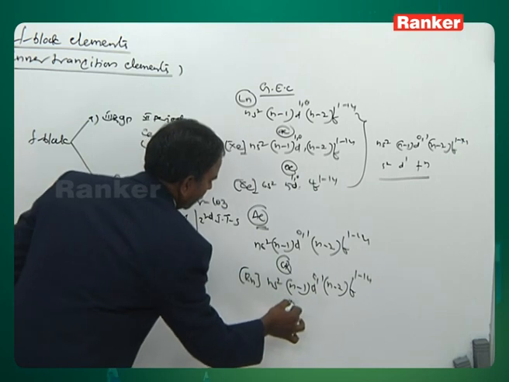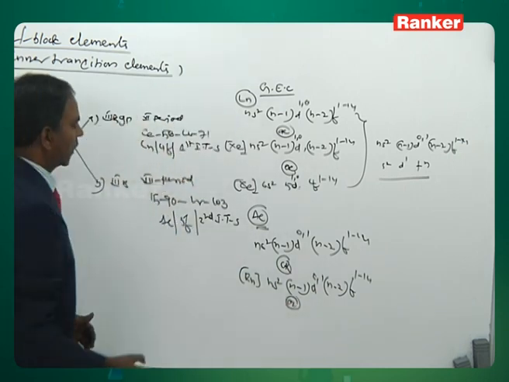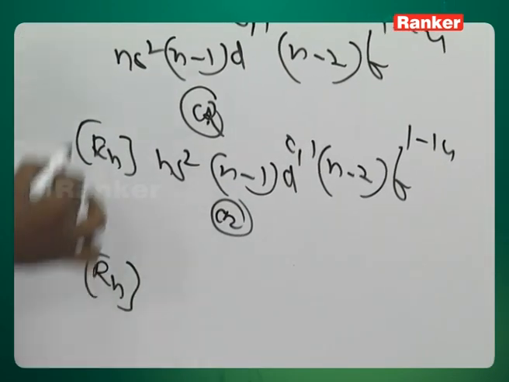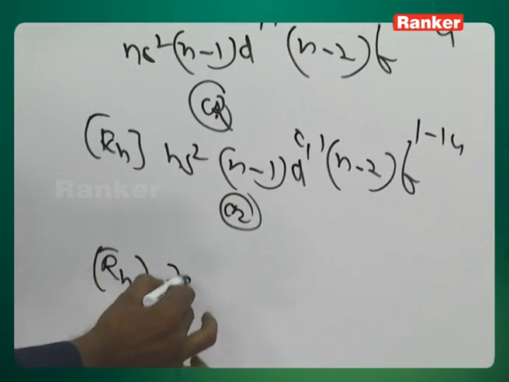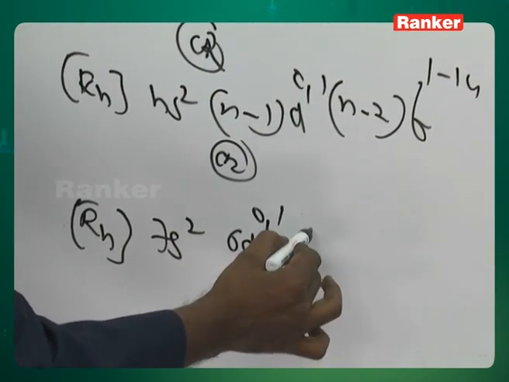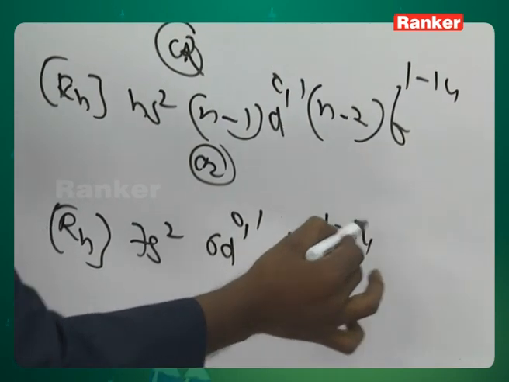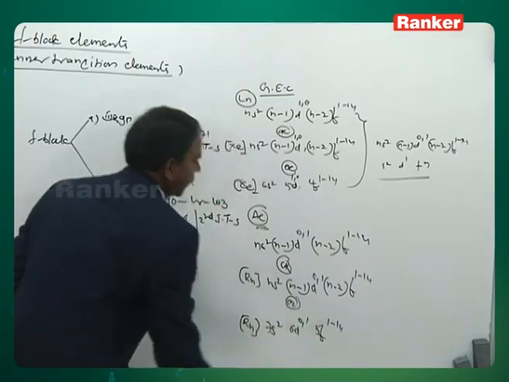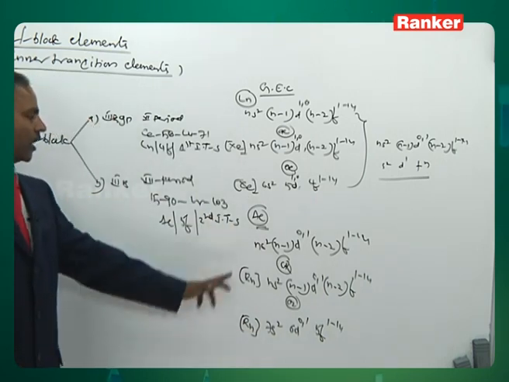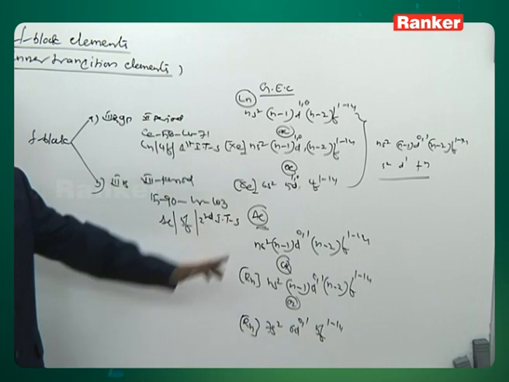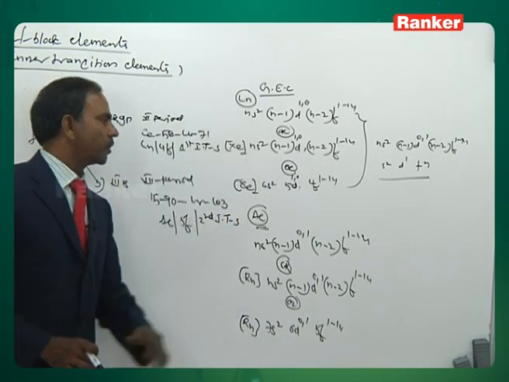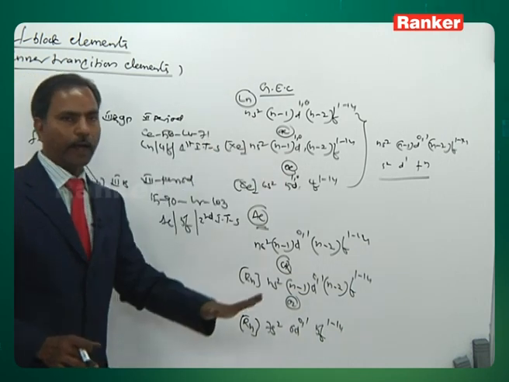And we can also write the third way of representation, giving the subshell numbers: radon, and instead of 6s2, 7s2, 6d0-1 and 5f1-14. This is the general electronic configuration of actinides. So these are the two series of elements and the general electronic configurations of lanthanides and actinides.